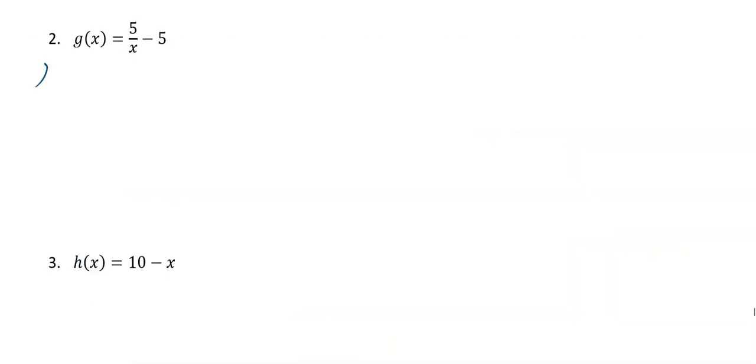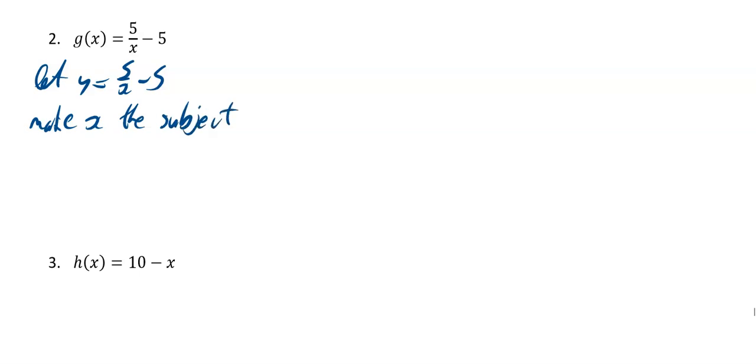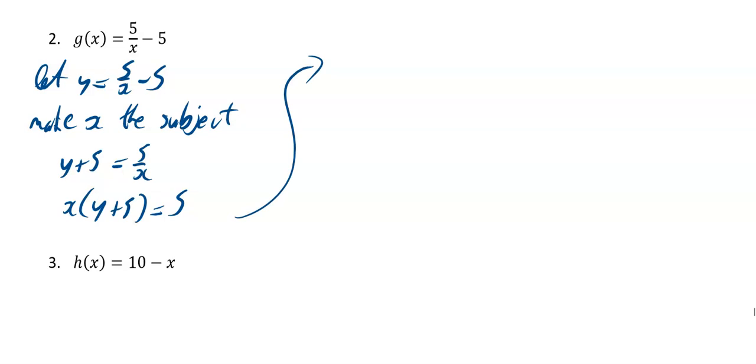Okay, same idea in this question. I'm going to just say let y equal 5 over x minus 5, just because it's easier than writing down g of x every time. So what we want to do here is make x the subject. Apologize for my bad handwriting. So I'll bring that 5 across. y plus 5 equals 5 over x. That means x upon y plus 5 is equal to 5, which means over here x is equal to 5 over y plus 5.